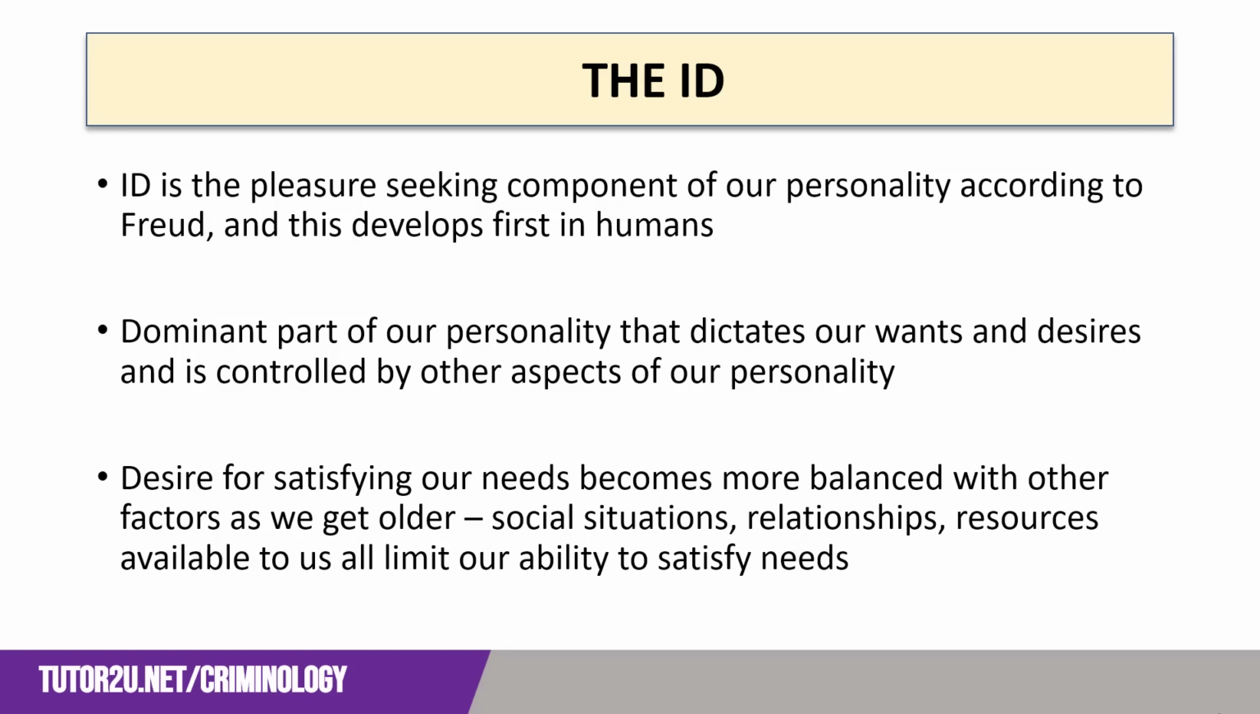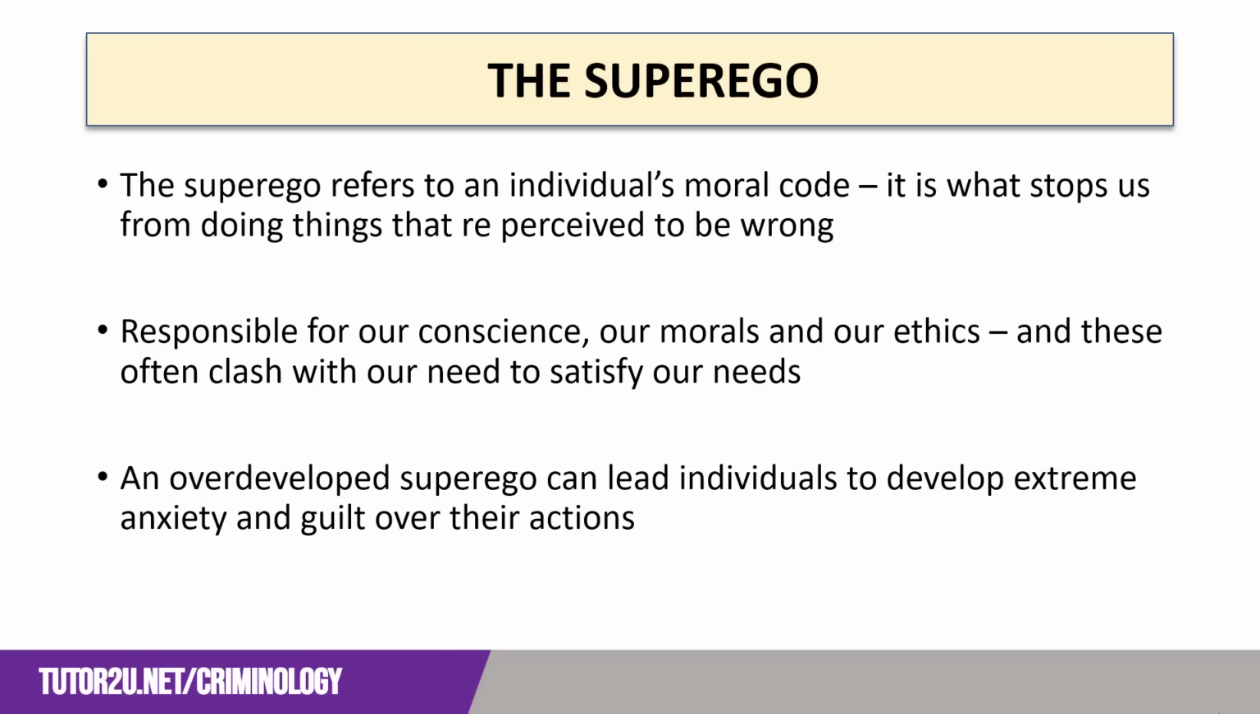But as we grow older, our needs and desires are governed by social situations, the relationships we have with others, and the resources available to us. These can limit our ability to satisfy those needs, as do social expectations of our behaviour. These social expectations help form our superego, our individual moral code. The superego is what limits us from gaining access to the things our id desires.